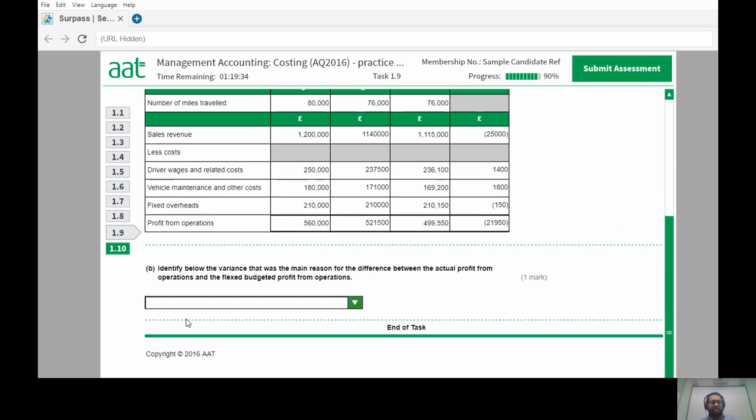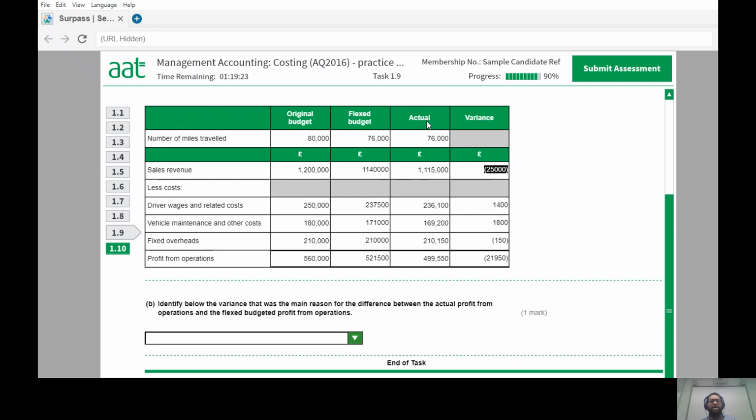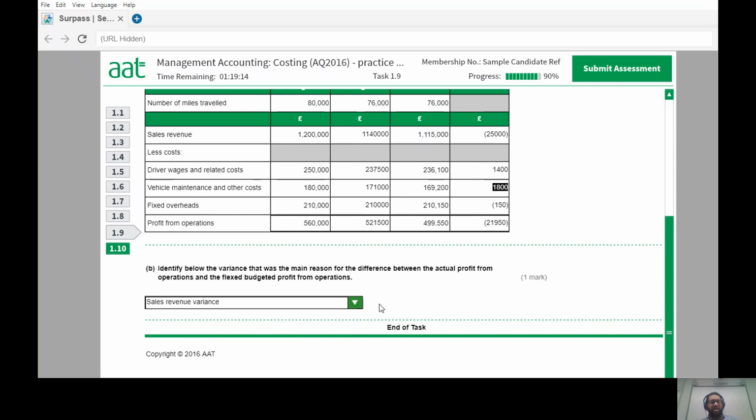What is the major factor of it? Identify below the variance that was the main reason for the difference between the actual profit on operation and the flex budget budgeted profit from operation. What is that? Because my revenue has the major impact. My costs have done me a favor, but when it comes to the revenue, I have lost a bit of revenue there. So I'm going to say this is going to be my sales revenue variance.